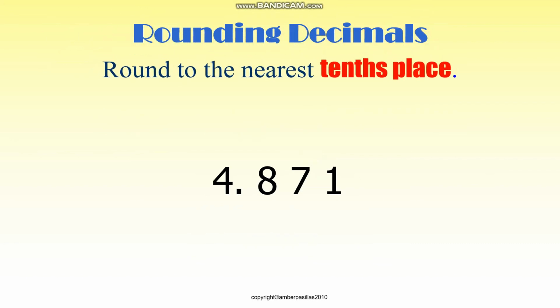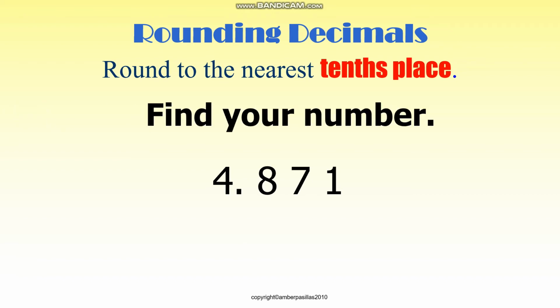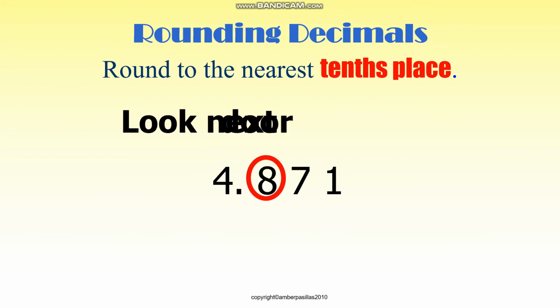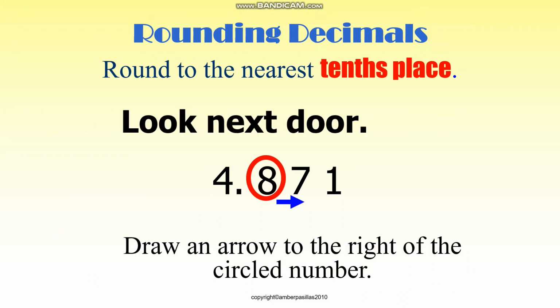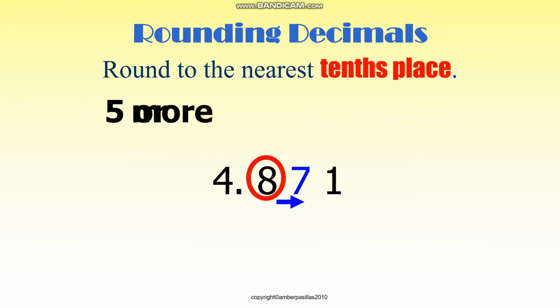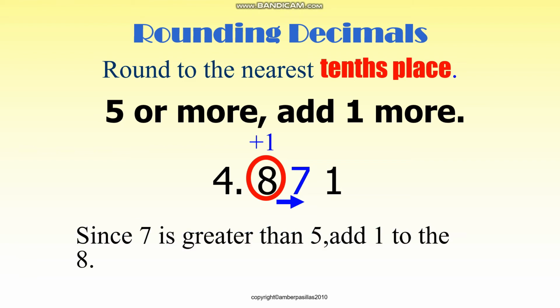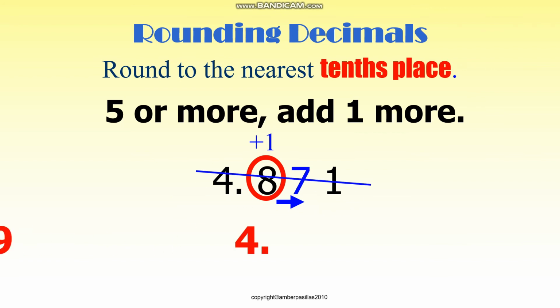Another example, round to the nearest tenths place. So the first one is you're going to find your number. Where is the tenths place? So the tenths place is 8. And 8 is followed by 7. So the rule is, if there is 5 or more, add 1 more. So we need to add 1 into 8. So since 7 is greater than 5, add 1 to 8. So the answer is 4.9.